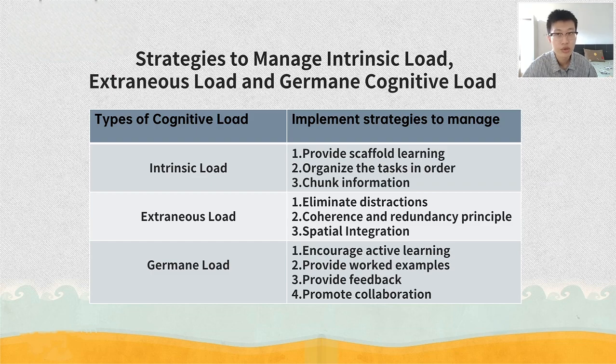And another is strategies to manage intrinsic load, extraneous load, and germane cognitive load. So the first is intrinsic load. We can provide scaffolded learning and organize the text in order and chunk information.